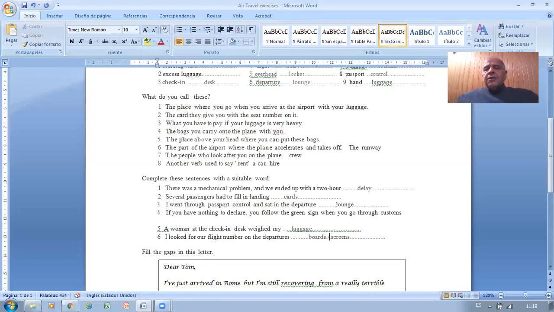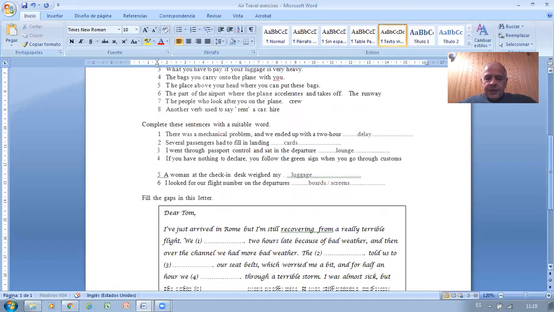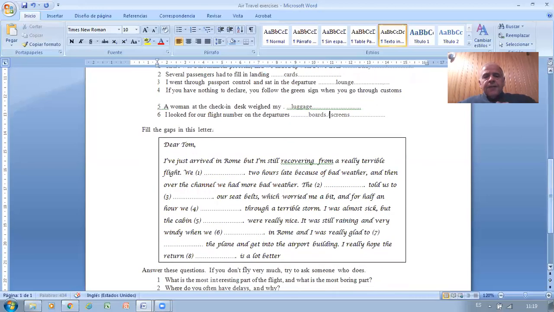So that is the idea. That is the vocabulary that you have to use when you are going to fly. All right? Next, let's see. It says here, fill the gaps in this letter.